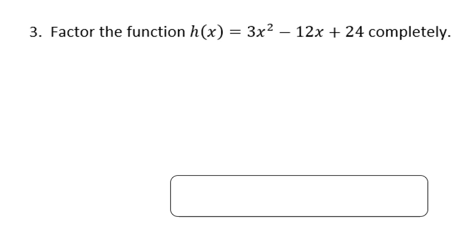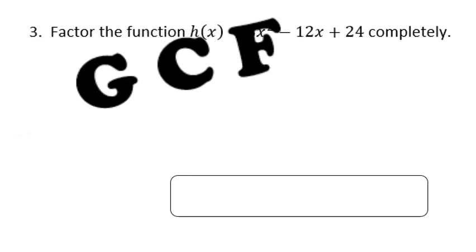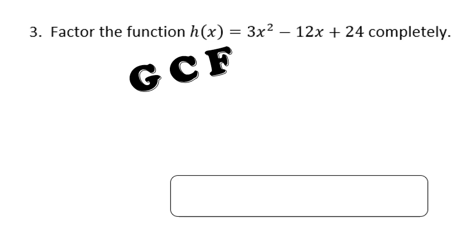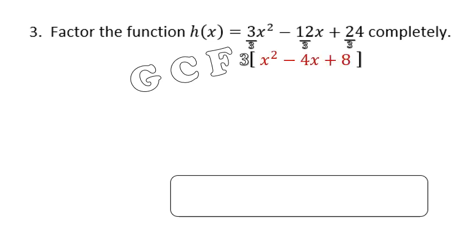All right, this one says factor the function completely. There's that word completely again. So whenever you see that, you want to look for a greatest common factor, and this one does have a greatest common factor. Our greatest common factor is going to be, well, 3 goes into all of those. So if we pull out a 3, we can figure out what's left by dividing each of those by 3. It's going to give us x squared minus 4x plus 8.